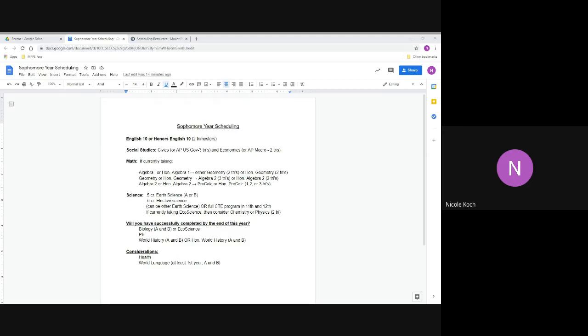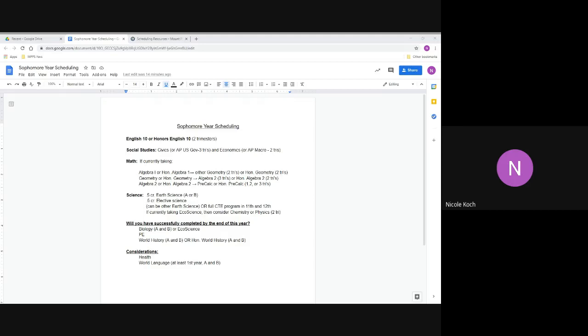The next core subject area you see listed is social studies. You're going to do civics and economics. Those are your requirements. You can substitute civics with AP US Government. That counts for your civics requirement. You can substitute economics with AP Macroeconomics. So let me explain what AP means.